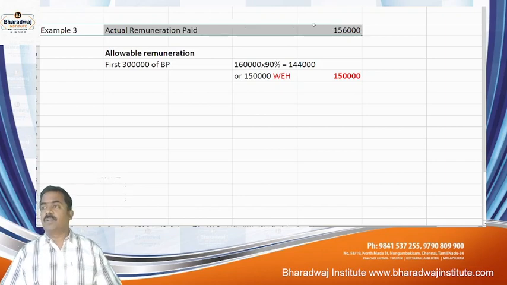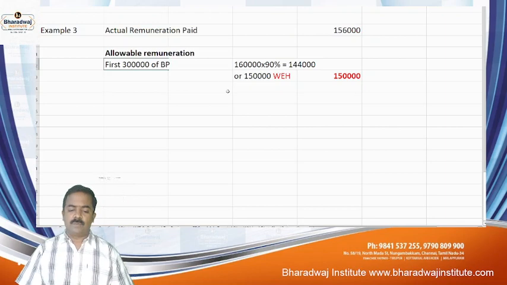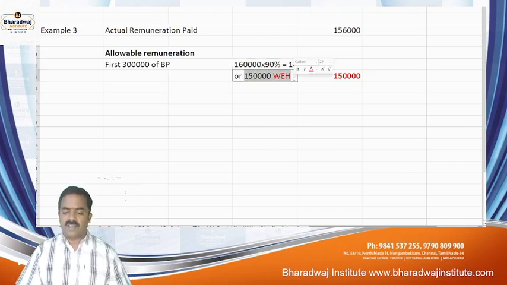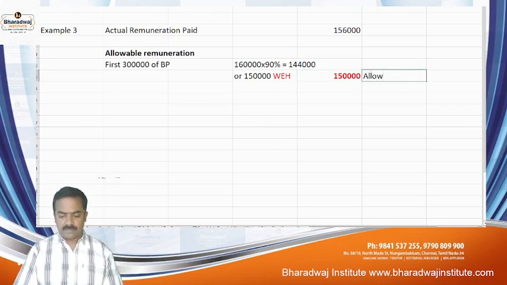You understand? Actual remuneration paid is how much? 1,56,000. First 3 lakhs of book profit. Your book profit is only how much? 1,60,000, 90% put 1,44,000 or 1,50,000, whichever is high, you will get 1,50,000. So this is allowable.